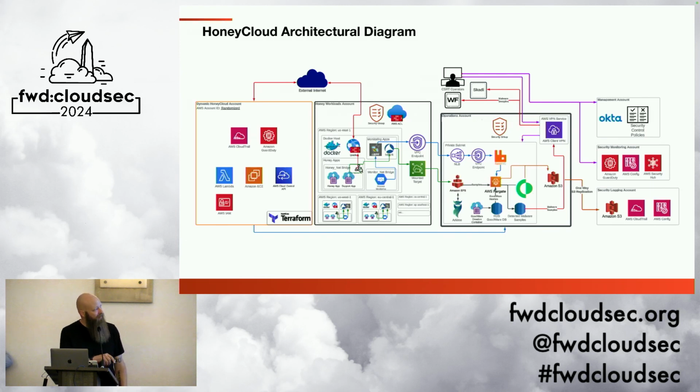I'll show you in just a second. The bread and butter of the honey cloud is something we call the dynamic honey cloud account, where we can throw up brand new AWS accounts, tear them down, throw them back up, tear them down, throw them back up. We generate identity and access management credentials in here, plant those inside of our honeypots, and then throw them wherever we want, and then record those actions to see what's happening.